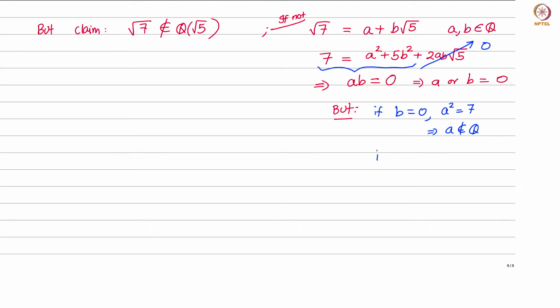Similarly, if a is 0, this will imply that b² is 7/5, and therefore b can't be rational because b is the square root of 7/5. So we've used a couple of facts that square root of 7 and square root of 7/5 are not rational numbers. Okay, but that proof is the usual kind of proof, like proving square root of 2 is irrational. So that's basically what this claim involves.